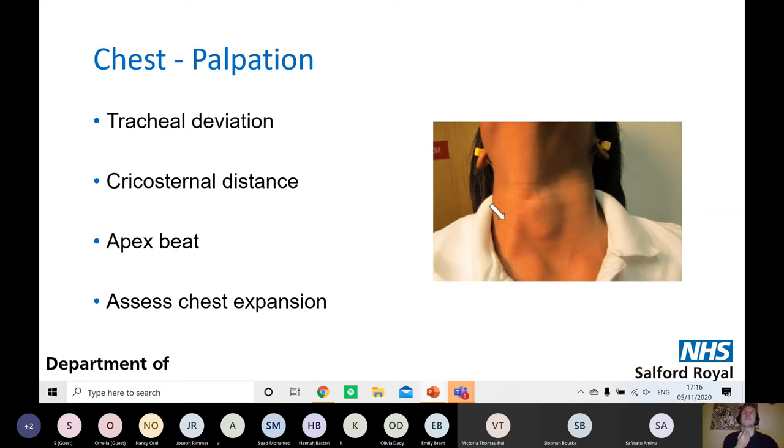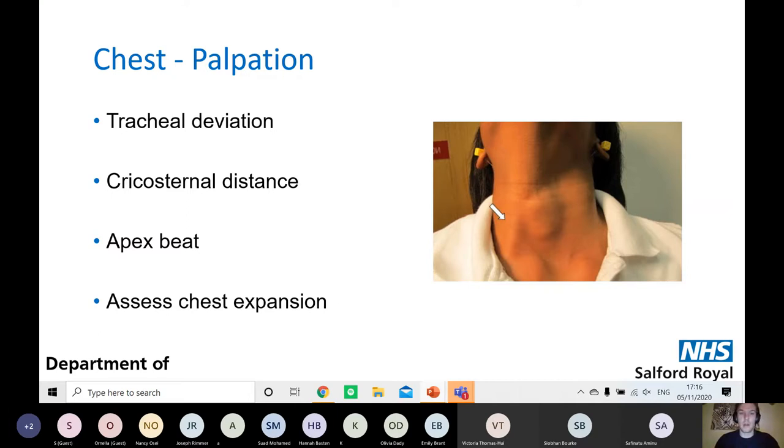Cricosternal distance: you've got your hyoid bone in your throat, and then below that you can feel a little notch, which is your cricoid cartilage, and you're going from the notch at the top of the sternum to the cricoid cartilage. With the patient at 45 degrees, that distance should be 3 to 4 finger widths. And importantly, it's the patient's fingers, not your own. So if you're in doubt, use the patient's fingers, ask them, can I just use your hand to measure this? And what you're looking for there can be signs of hyperinflation that you might see in COPD.